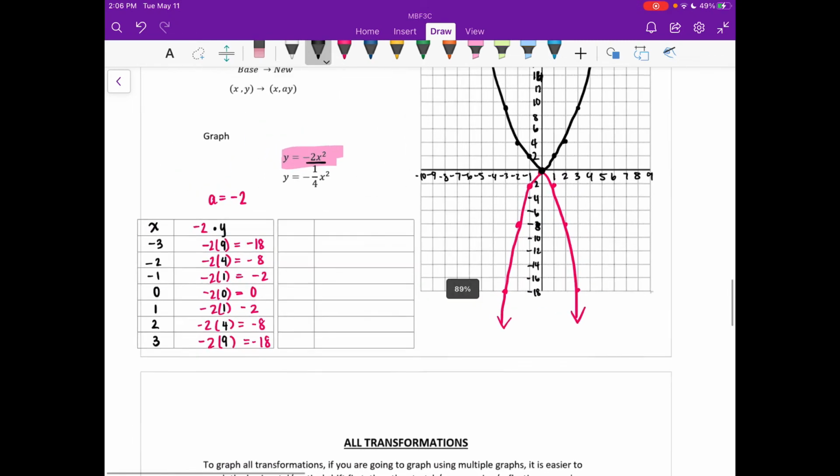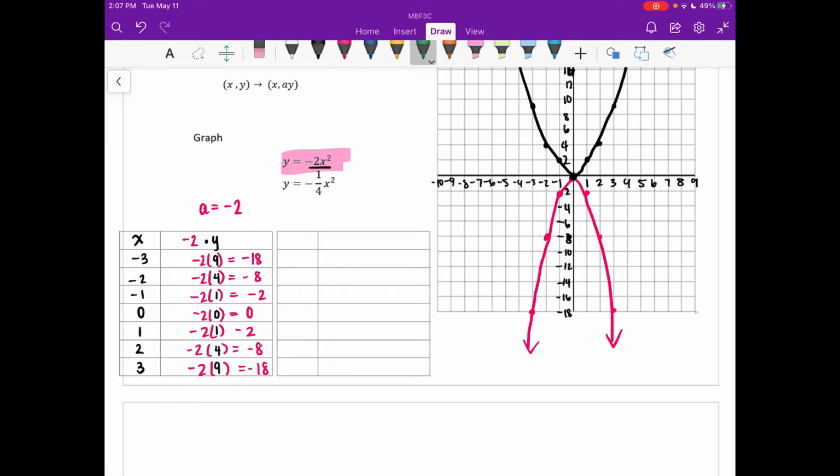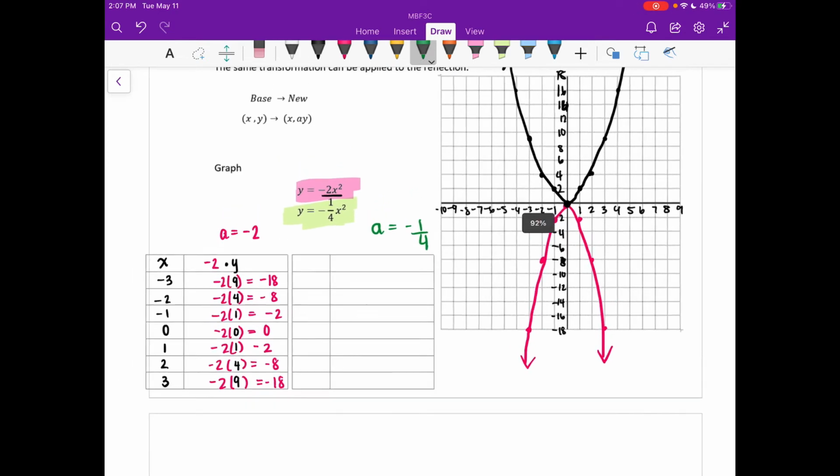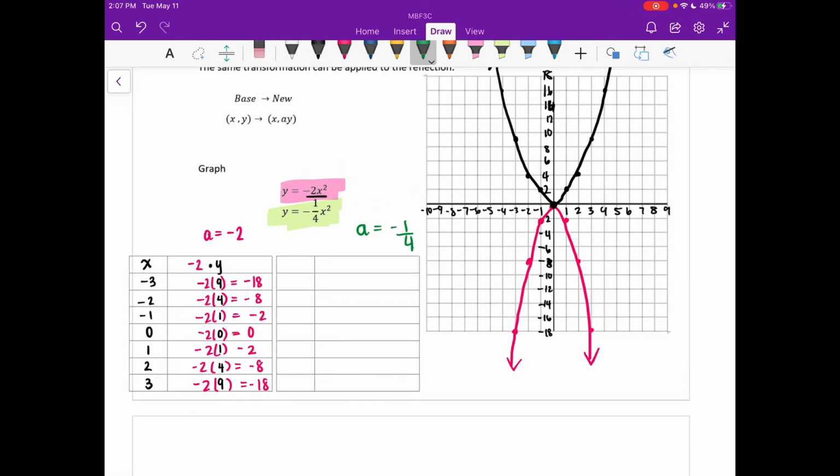Okay, so you try with the 1/4. So I'm just going to highlight this in green. Right, the thing to note here is that your a value is negative 1/4. Right, so similar to what we already did with negative 1/2, you're going to do 0.25 times the y values. Right, and then you're going to keep the same x's. And you're just going to go in and plot it. So try that one on your own.